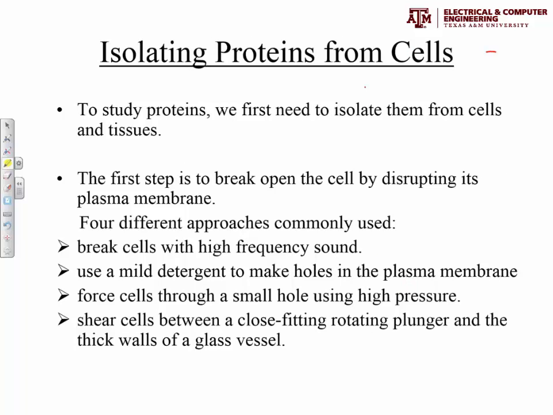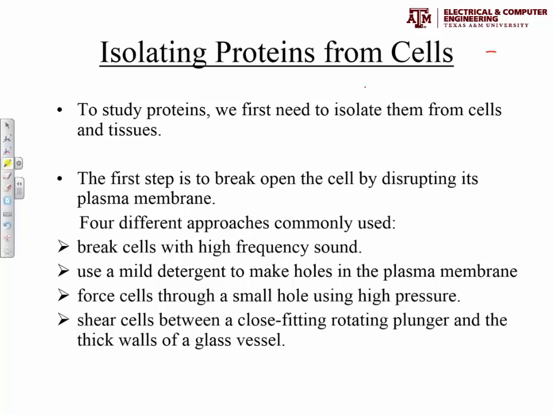All right, so now in order to study proteins, now proteins are actually inside cells, so you have to first isolate them from cells and tissues. Nobody is going to come and just give you some protein to study. You have to get it from the cell. So you have to isolate the protein that you're interested in from inside the cell. Now the cell has a cell membrane. So the first step for protein isolation is to break open the cell by disrupting its plasma membrane or cell membrane. And 4 different approaches are commonly used.